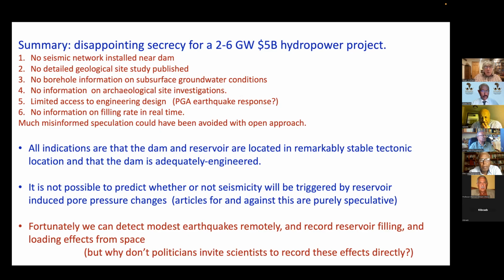Things should be open. Presumably, borehole information was obtained, but maybe not the right sort to determine subsurface groundwater conditions. I haven't even read any information on archaeological studies for the reservoir. This thing's going to be underwater for an extremely long period. And more importantly, the regions that are probably archaeological sites will have been silted up by the time the dam is out of commission in 200 years or so.